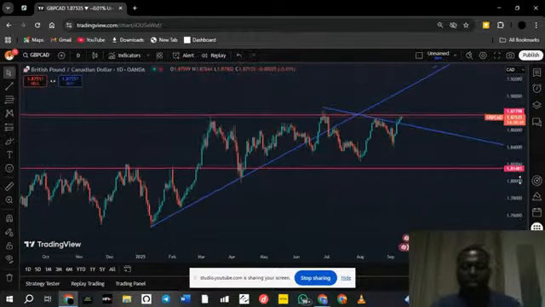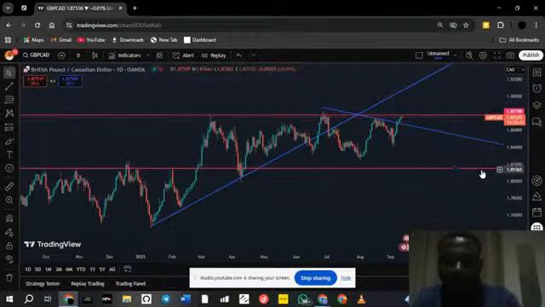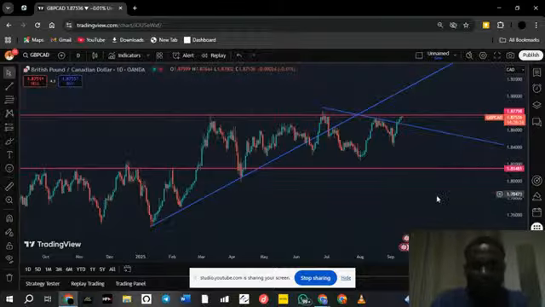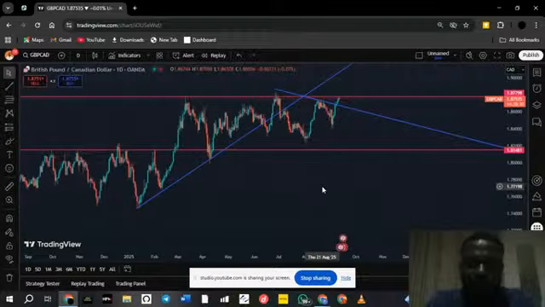So now we're looking at GBP CAD. We can see on GBP CAD we are highlighted. Let me see what we are looking at on GBP CAD. This is a daily time frame. We can see a breakout from the uptrend. Then we are looking out for a downtrend move.